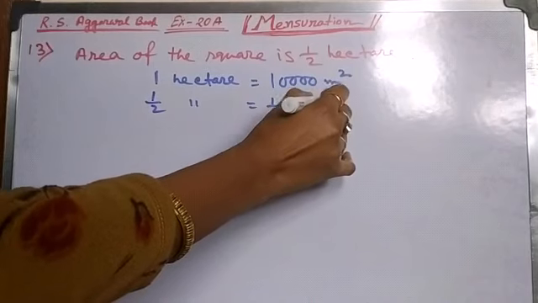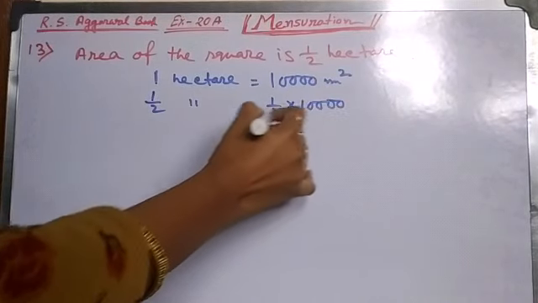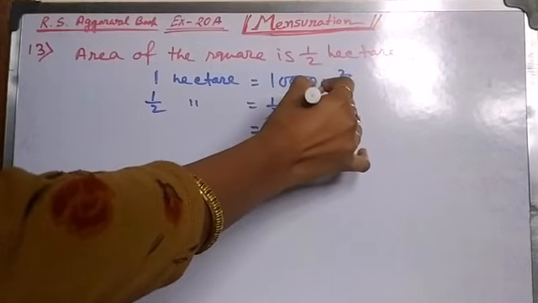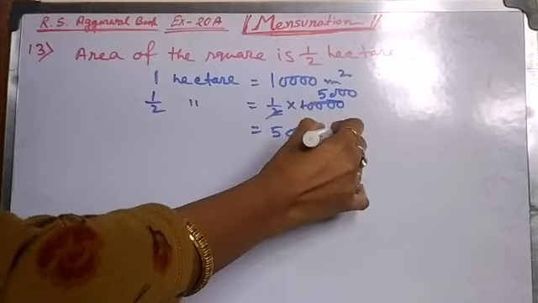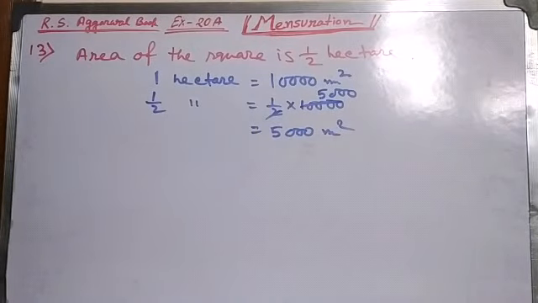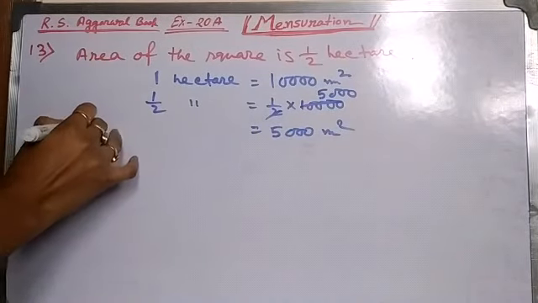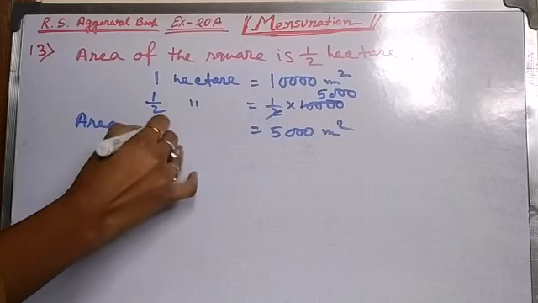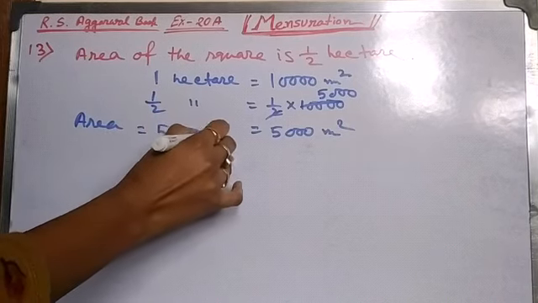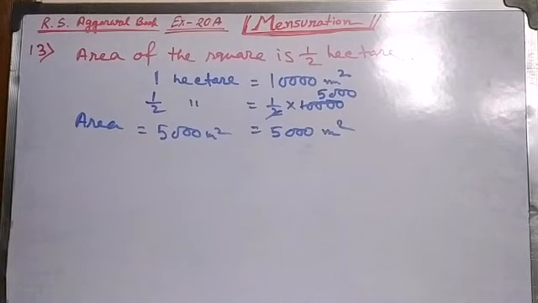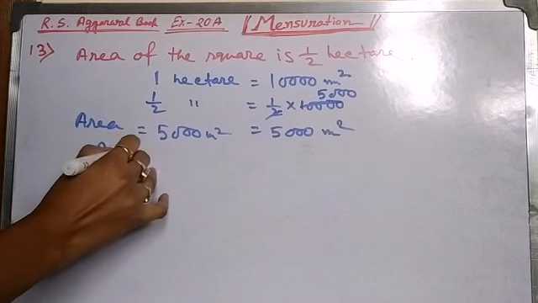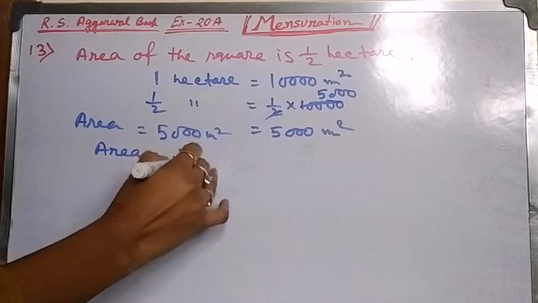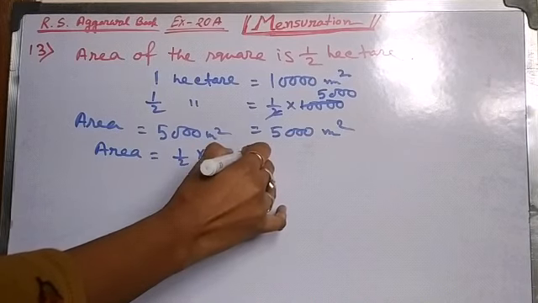Half into 10,000, then this is 5,000 meter square. Now this is the area. Area equal to 5,000 meter square. What to find out? The length of its diagonal in meter. That means area equal to half into diagonal square.